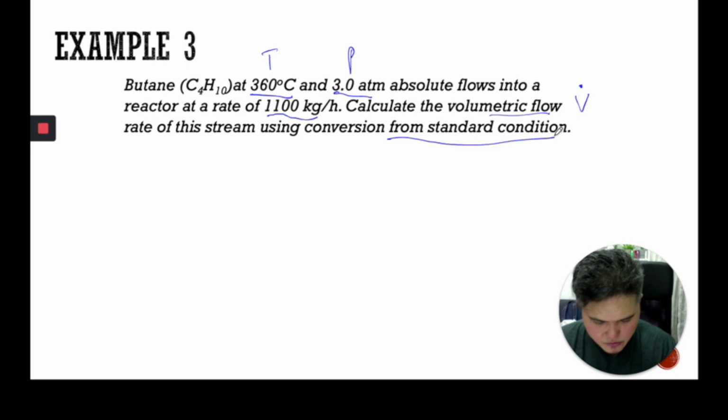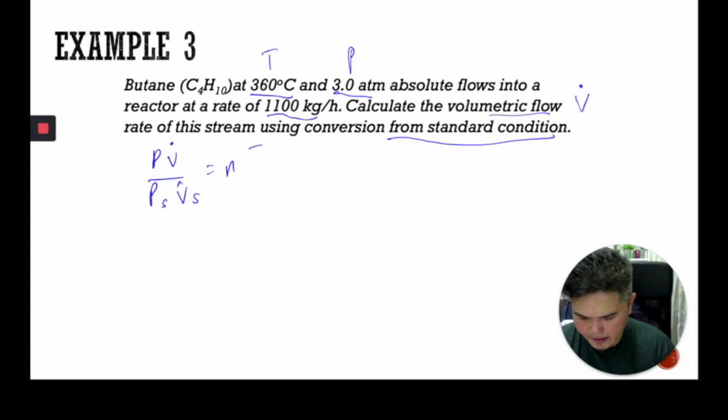So you just need to use standard condition. How do we do that? Again, we just need to rewrite the equation. The equation is PV dot divided by P_S V dot_S equals n dot divided by T_S. T_S, V_S and P_S are considered as the standard condition. If you remember, this value is 0.02214 meter cube, this one is 180 M, and this one is 273 Kelvin.